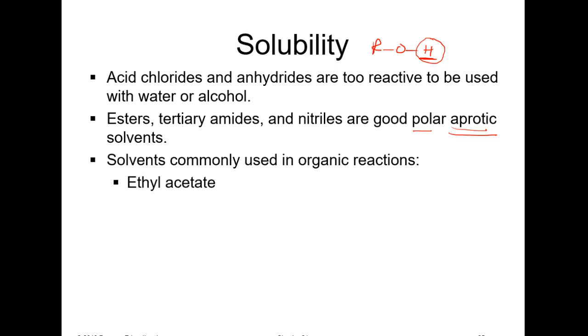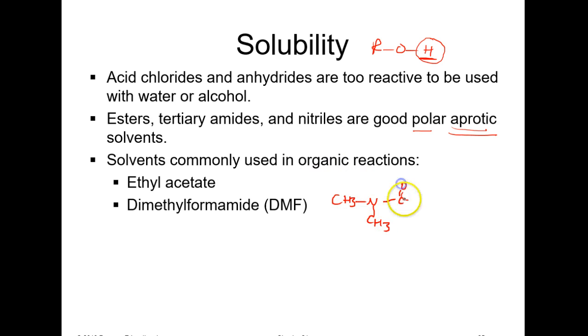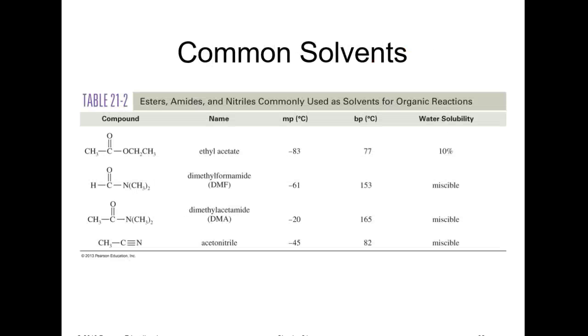So solvents that are commonly used: ethyl acetate is a very common one, dimethylformamide, or DMF for short. DMF is dimethyl and then a formyl group, formamide. That is DMF. Acetonitrile, and here's a list of some of the common solvents. It also shows you the water solubility. DMF and DMA and acetonitrile are almost as polar as water, which is kind of interesting.